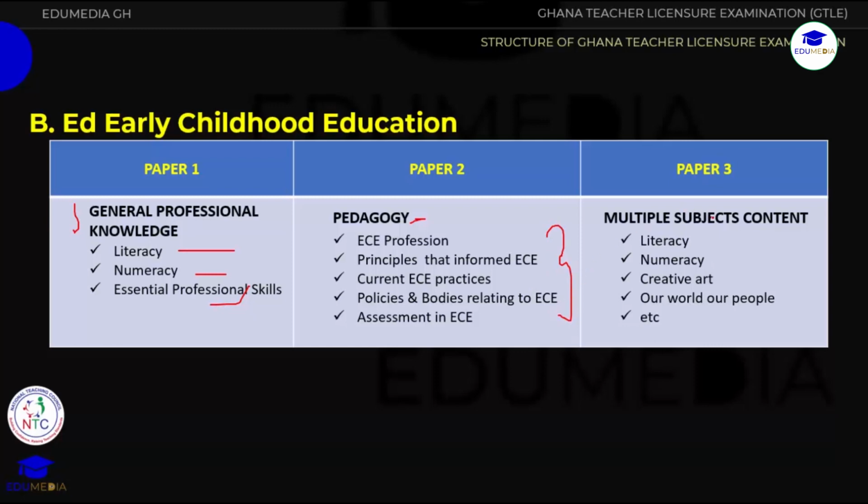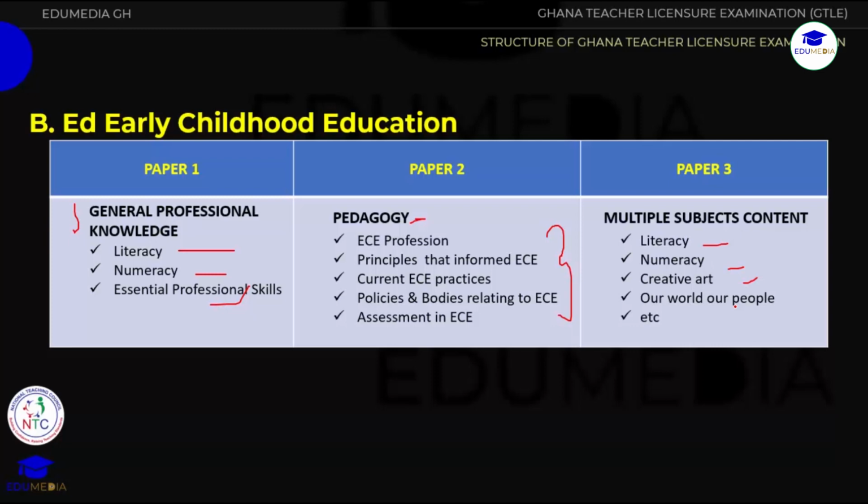Then the third paper you're going to be writing is the multiple subject content. So in this area, you're going to be writing on the literacy, numeracy, creative art, and then all other subjects that are taught at early childhood category. So you have to be conversant with these areas.